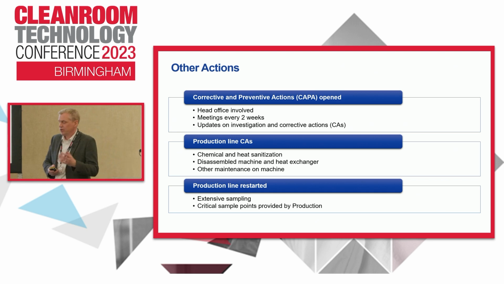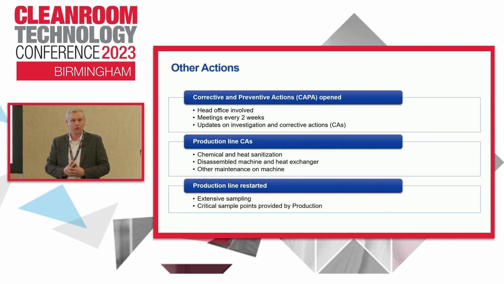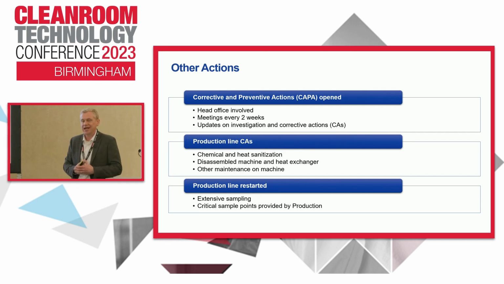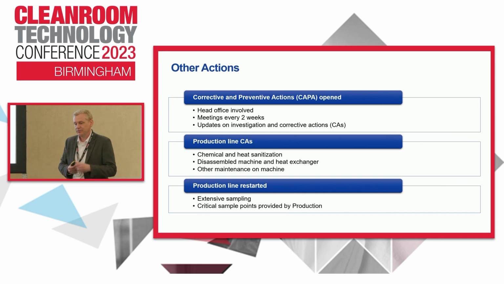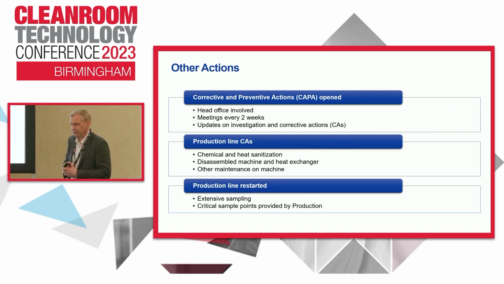A critical CAPA, corrective and preventive actions, was opened. It involved their head office because this was a batch that was on hold, so it was a serious case for them. They held meetings every 2 weeks to provide updates on the investigation and the actions taken for the possible causes of the out-of-spec. The production line was stopped, the machine and the heat exchanger were dismantled, maintenance was carried out, and they did chemical and heat sanitization on those bits of equipment. The production line was restarted with extensive sampling at the most critical sample points, which were identified by the production team.